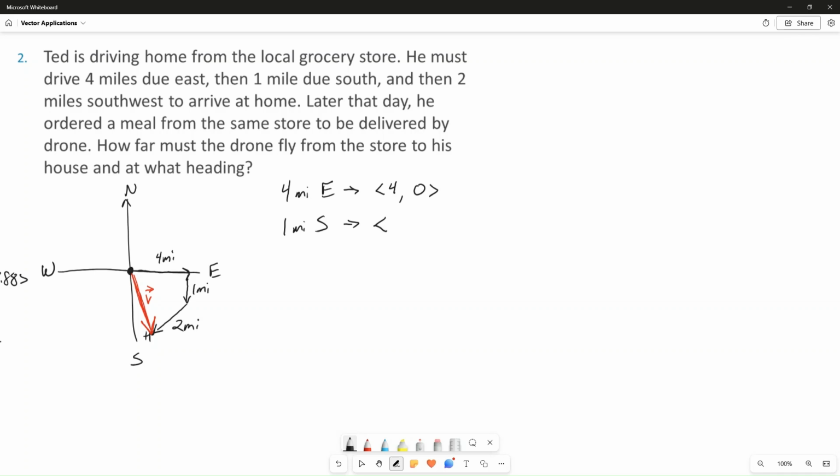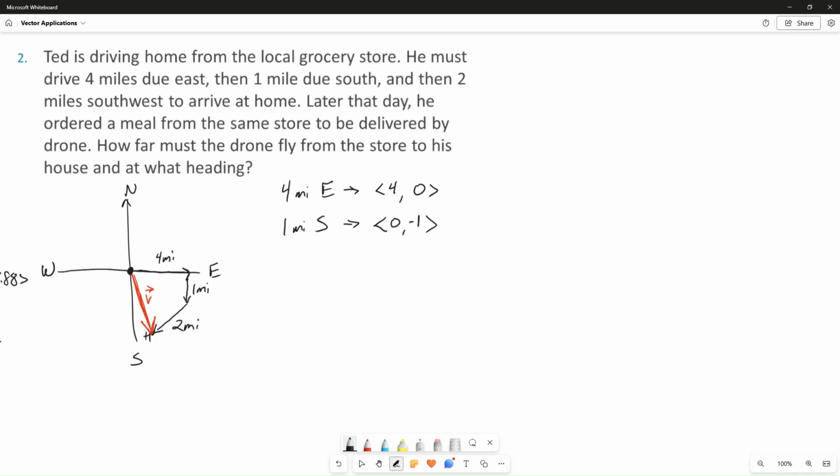Okay, so 1 mile south has a 0 change, 0 distance traveled horizontally, and 1 mile vertically, but since it's to the south, it's going to be negative. So we're going to have 0, negative 1. So we have 4, 0 for due east, and 0, negative 1 for due south.